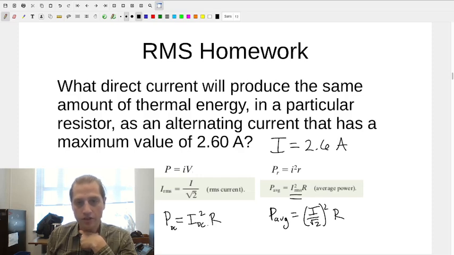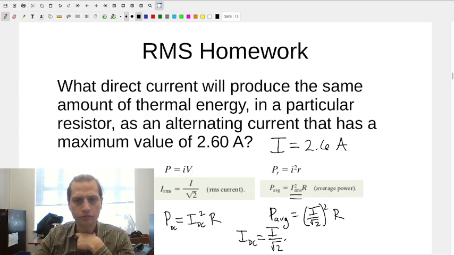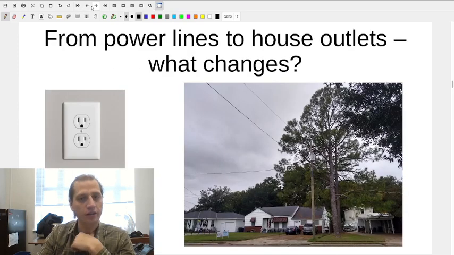And so if you set these two equal to each other, you can go ahead and find out that your I DC would just be your regular amplitude here, and you would have to divide that by the square root of 2. Okay, so that one's just a quick making sure that you're thinking about it.